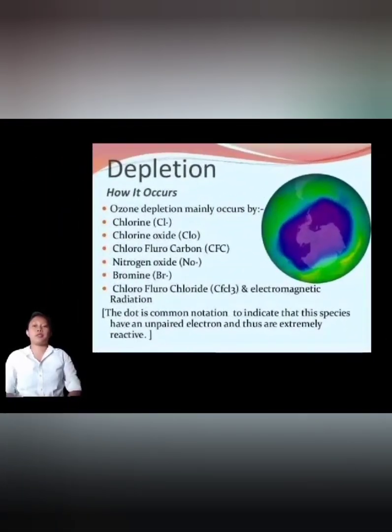Depletion, how it occurs. Ozone depletion mainly occurs by chlorine oxide, chlorofluorocarbon, nitrogen oxide, bromine, chlorofluorochloride, and electromagnetic radiation. The dot is a common notation to indicate that these species have an unpaired electron and thus are extremely reactive.